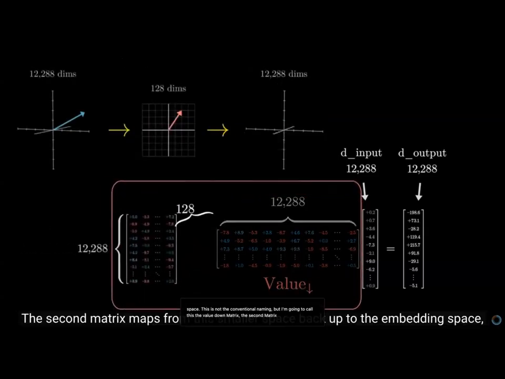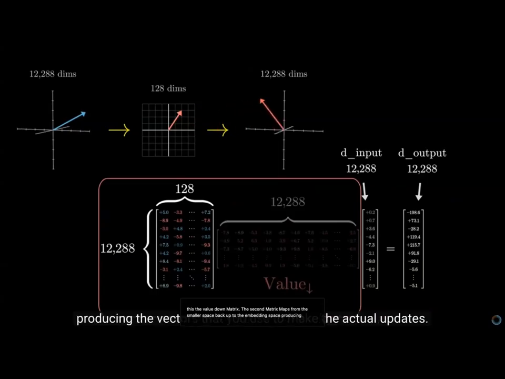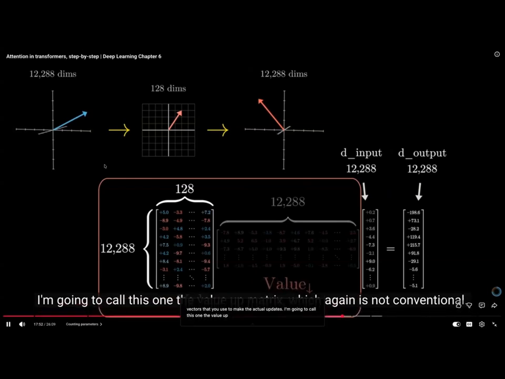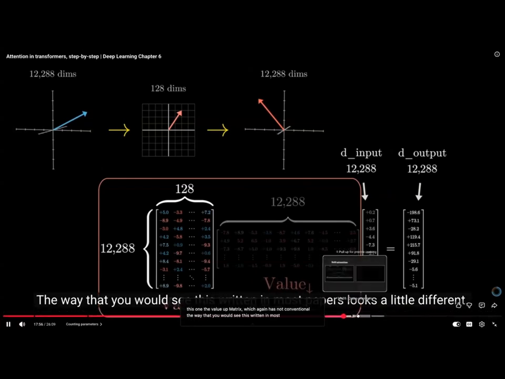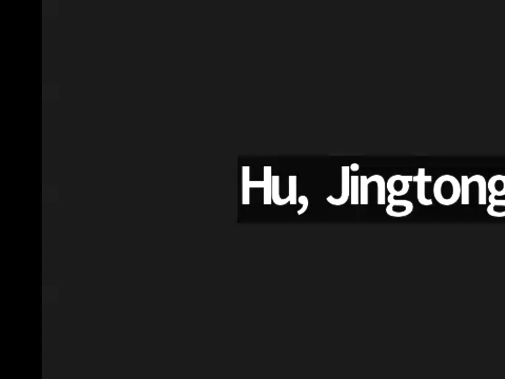The second matrix maps from this smaller space back up to the embedding space, producing the vectors that you use to make the actual updates. I'm going to call this one the value up matrix, which again is not conventional. The way that you would see this written in most papers looks a little different. I'll talk about it. Okay, so I think that's good. So hopefully now you have a very vivid idea of what's going on with this whole attention process.